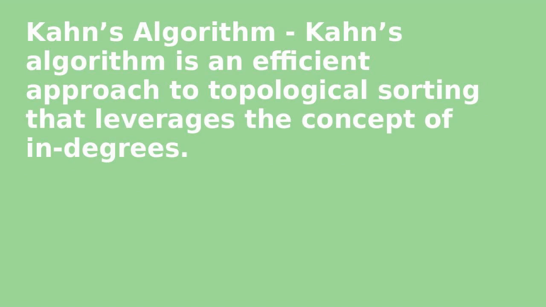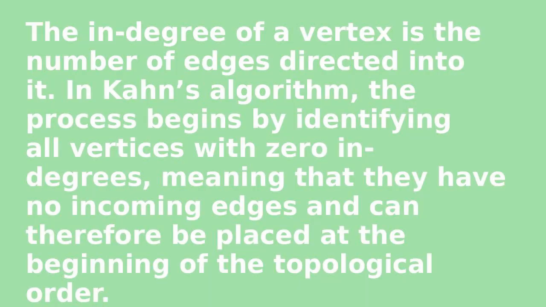Kahn's algorithm is an efficient approach to topological sorting that leverages the concept of in-degrees. The in-degree of a vertex is the number of edges directed into it. In Kahn's algorithm, the process begins by identifying all vertices with 0 in-degree, meaning that they have no incoming edges and can therefore be placed at the beginning of the topological order.